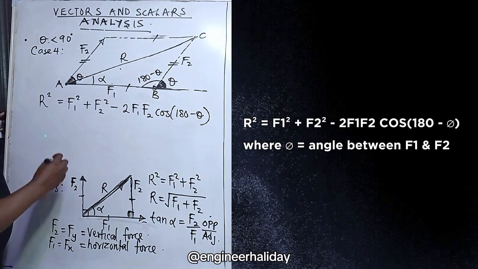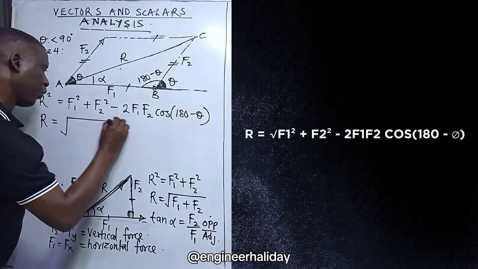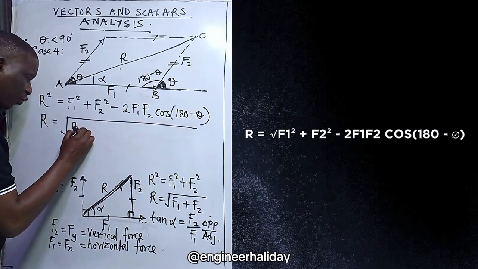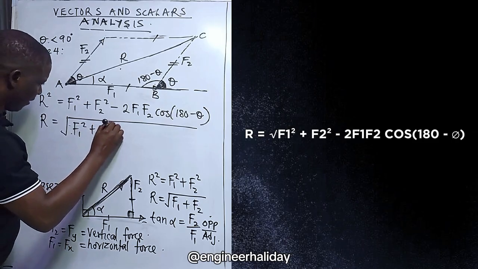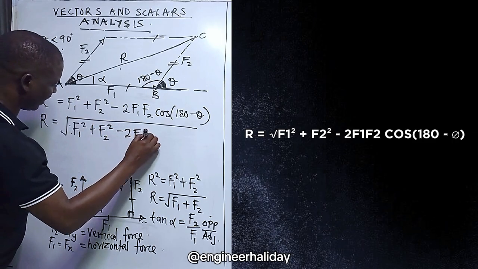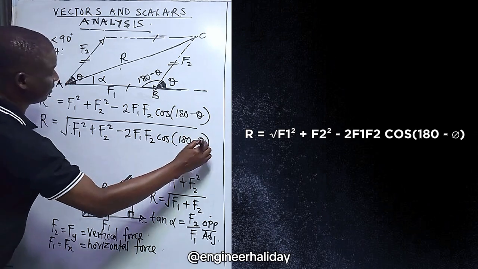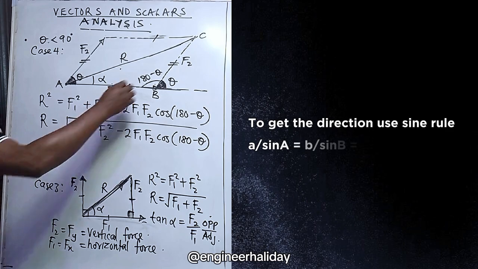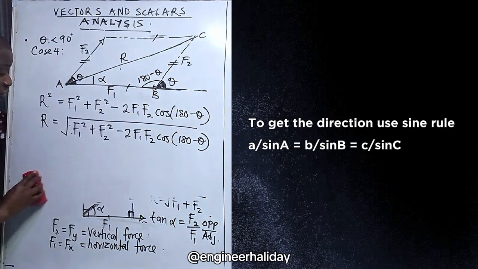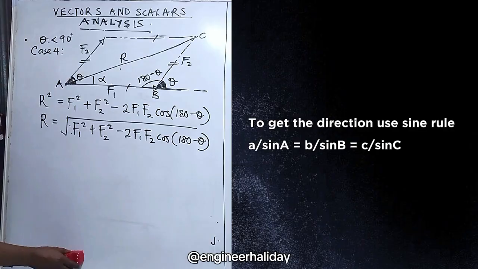Once we do that, what do we do to find R? R becomes the square root of F1 square plus F2 square minus 2F1F2 cos 180 minus theta. So this is the resultant force. And how do we get the direction? To get the direction, we make use of the sine rule.